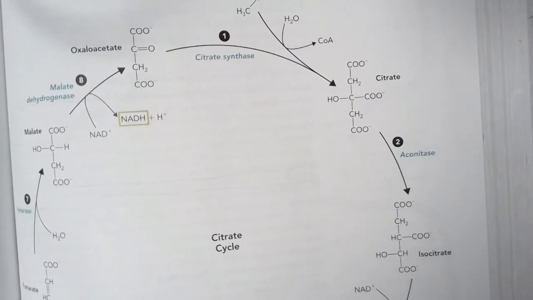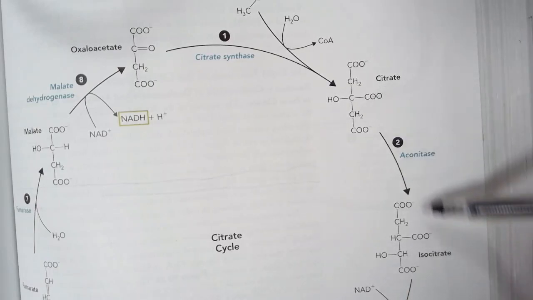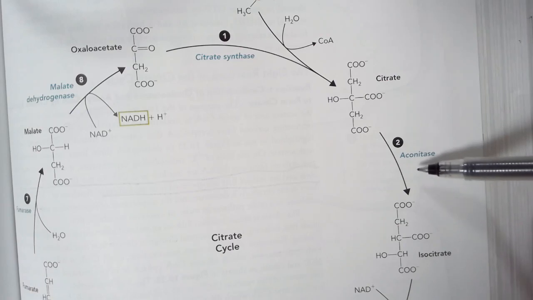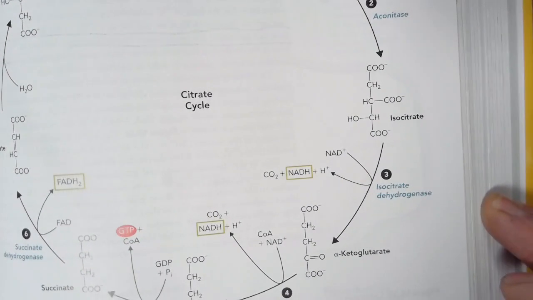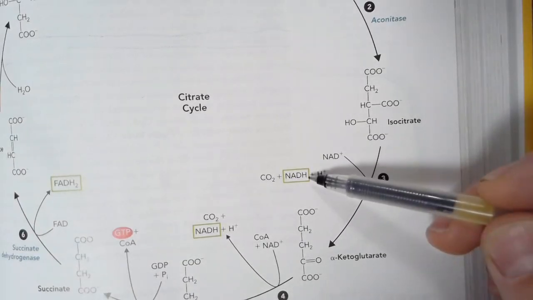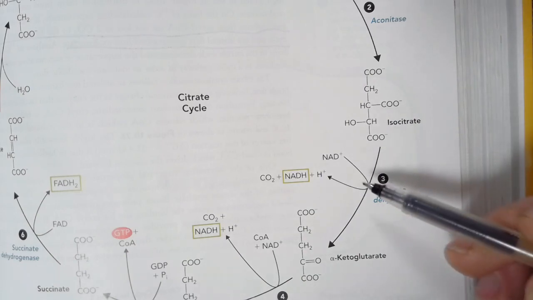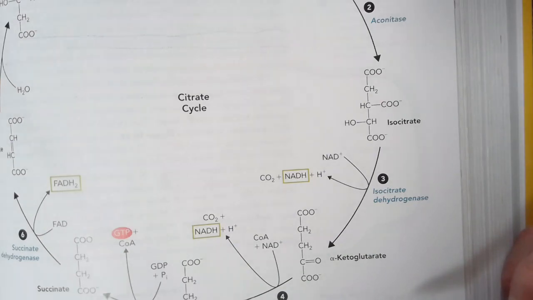Moving on to step 2, we see this is just an isomerization, so nothing happens there as far as NADH or ATP. But step 3 is where we see NADH get produced. So step 3, NADH is produced, and this is for one acetyl-CoA. Remember that for glucose there are 2 acetyl-CoAs produced, but we'll just do it for 1.